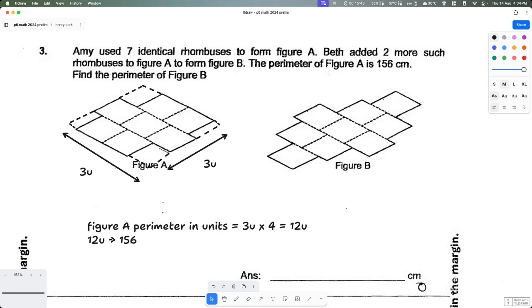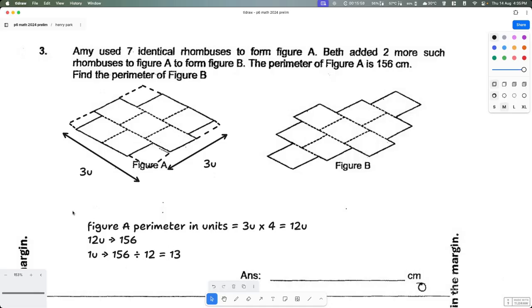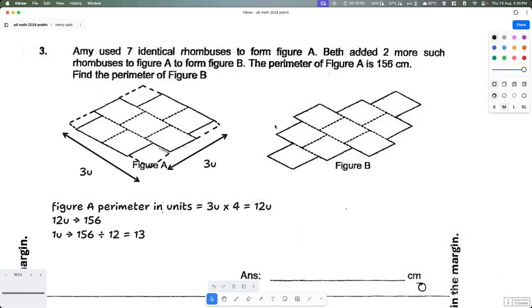Okay, and then we'll get 1 unit. 1 unit is equal to 156, and then we divide it by 12. Okay, let's see what's the answer. 156 divided by 12. This is 13. All right, so now we know this 1 unit. So this also is the same. So I'm going to draw out the rest for figure B.